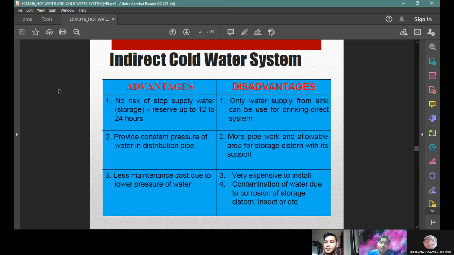The disadvantage of the indirect cold water system: only water supply from the sink can be used for drinking, direct system needs more pipe work and allowable area for the storage system with its support, very expensive to install, and contamination of water due to corrosion of the storage system, insects, etc.